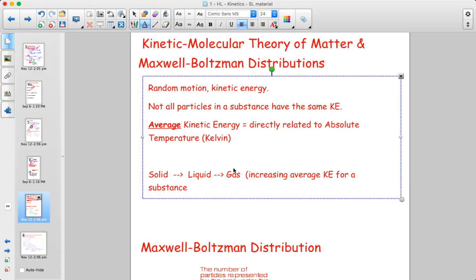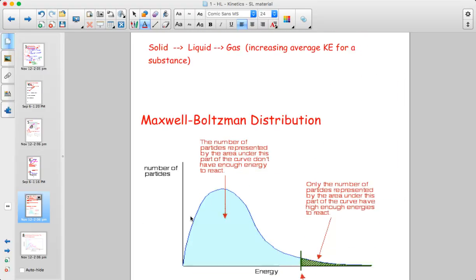I think that's fairly obvious. You're also increasing potential energy as you go that way as well. But just for this topic, it means you have to increase their average kinetic energy as well. The particles are moving more quickly.